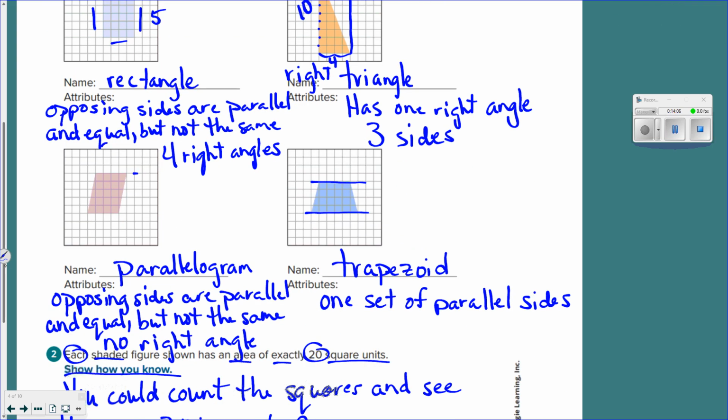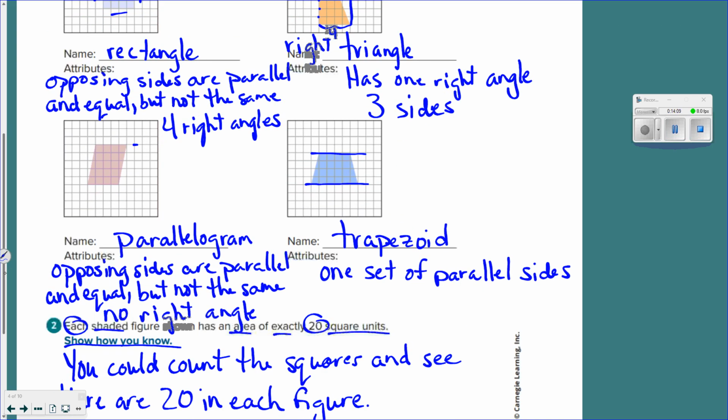Same on this one. If I look at this distance, that's 4. And if I go from the bottom to the top of that, I go up 1, 2, 3, 4, 5. What do you see? A rectangle. 20. Okay, we'll talk a little bit more on that in a second.